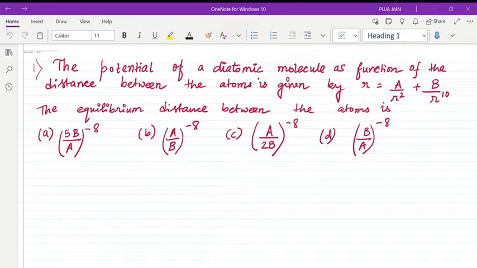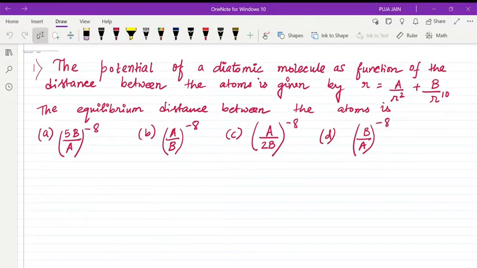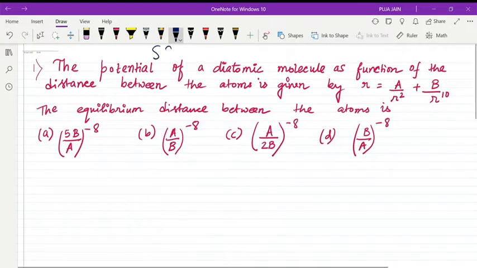Today we will discuss some MCQs related to topic SSP, that is solid state physics. I have already written the questions, and now we will solve them. The first question is the potential of a diatomic molecule, and these questions will be helpful for all those who are preparing for JAM, NET examination, CSIR NET examination, JEST, GATE, MSc entrance examination, and so on.